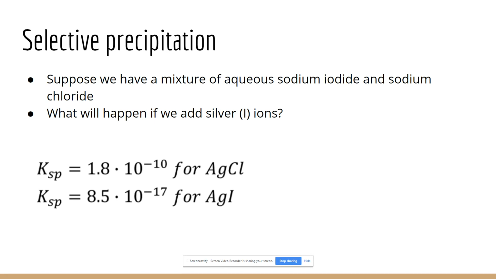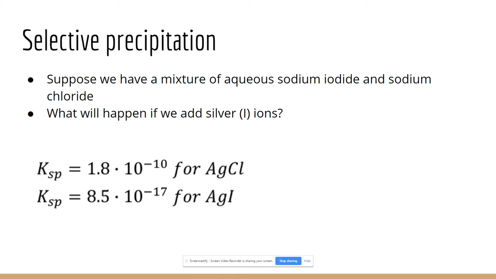So if I have a mixture of sodium iodide, NaI, and sodium chloride, NaCl, and I decide to add silver 1 ions, let's say in the form of silver nitrate, I'm going to form a solid, but it's a matter of which solid and when. So I'm looking at the solubility products, and I see that the solubility product for AgI is much less than that of AgCl. So what's going to happen is first, AgI will precipitate out.